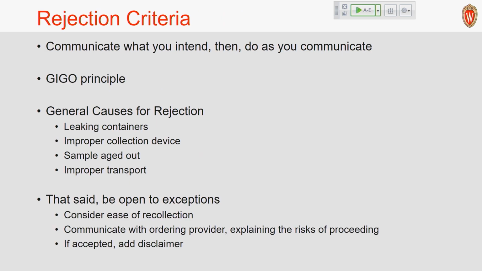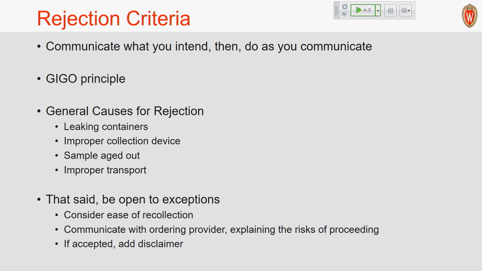Okay. I want to talk a little bit about rejection criteria. No one likes to have to pick up the phone and say, hey, this specimen was collected wrong, we're not going to do the test, we're rejecting it. But you know what, you really should. You do the patient a favor, and if the specimen isn't collected properly, if it's timed out, you shouldn't accept that. And I'll talk about exceptions to that in a moment.